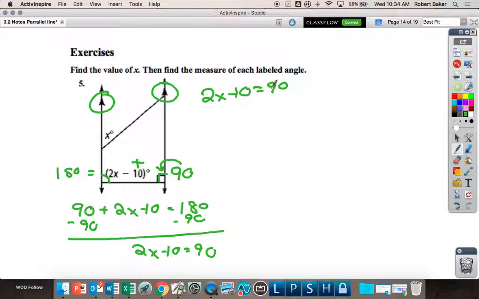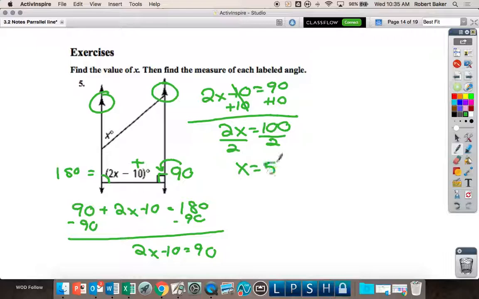Then subtract 10. Nope. Add 10. Yep. Plus. And then you divide, and you get 50. So how big is this angle? How do you know that? Because x is 50, so you just put 50 right there. And that's what happens. X is 50, so that's what you put there, 50.